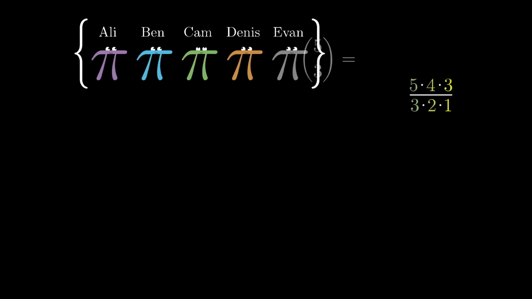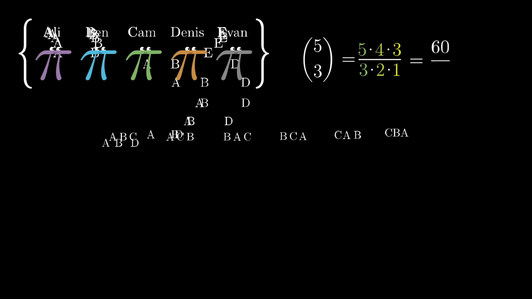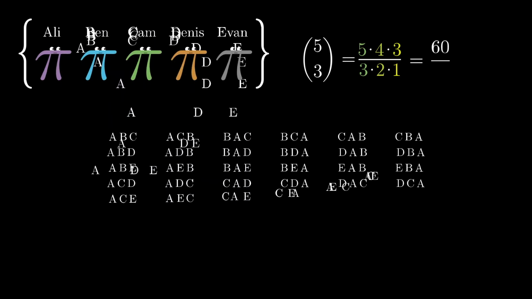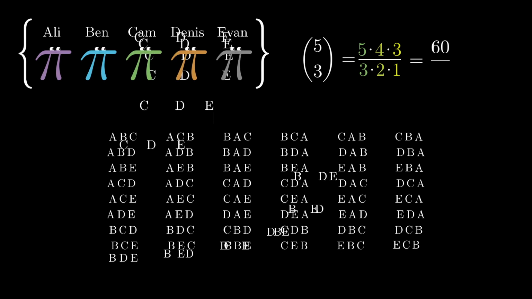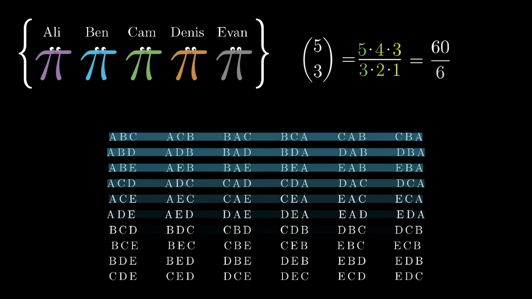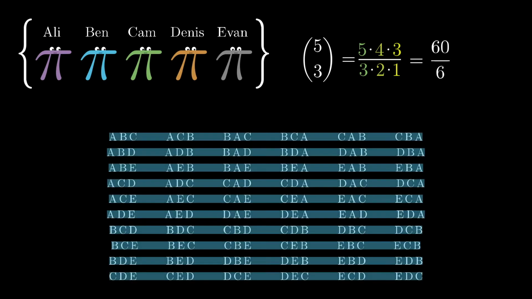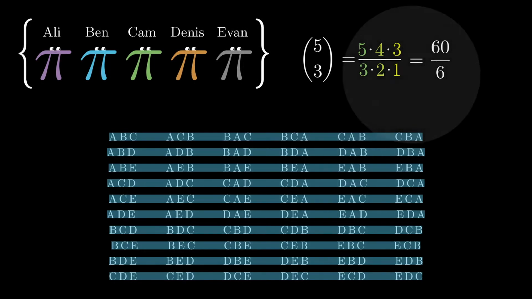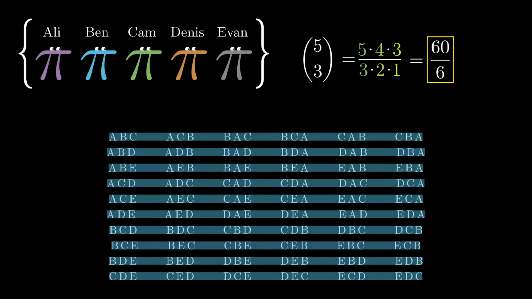To visualize what's going on, here are all of the ordered triplets that you could choose, which is what that numerator 5 times 4 times 3 represents. And you can think of these as coming in groups of 6, where each such group represents all the particular permutations of a given unordered triplet, the thing that 5 choose 3 is supposed to count. So that is 60 divided by 6 total unordered triplets, which is 10, like we saw before.